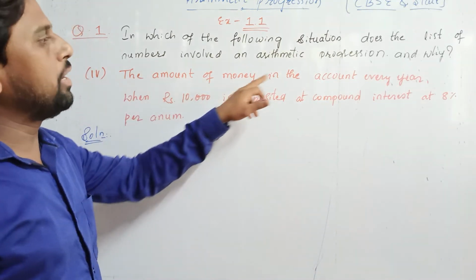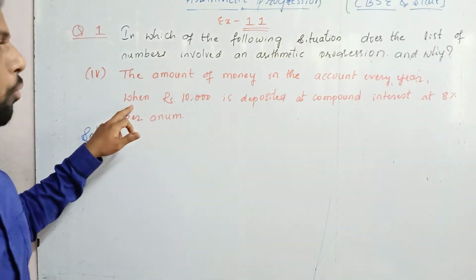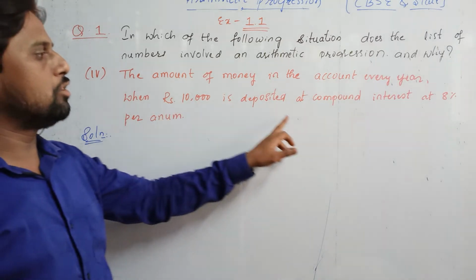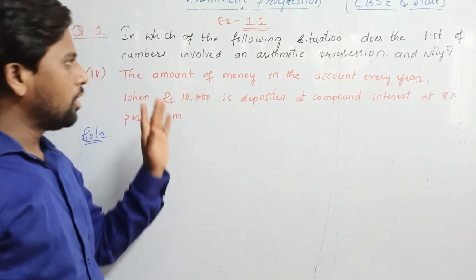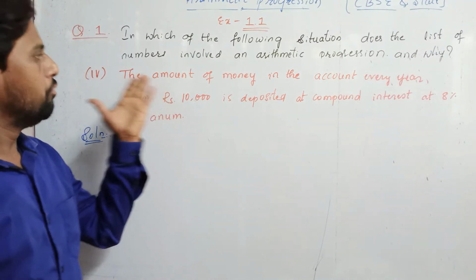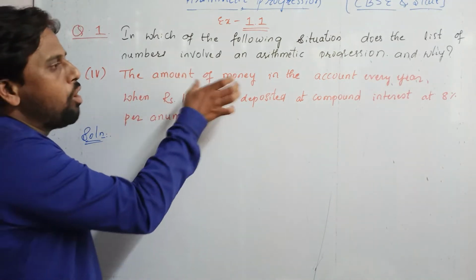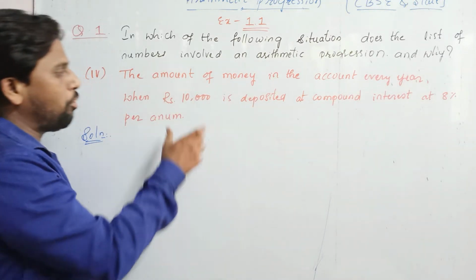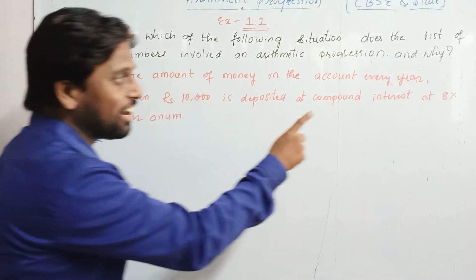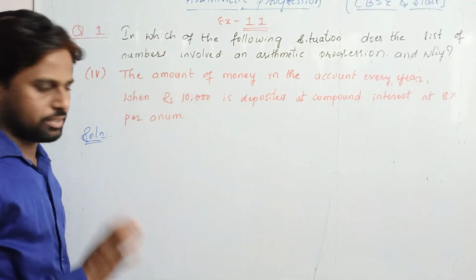Okay students, let's go for the next situation here. The amount of money in the account every year when rupees 10,000 is deposited at a compound interest at 8% per annum. So according to the question, we should find here the amount of money that will remain every year when we deposit rupees 10,000 at the rate of compound interest, that is 8%.